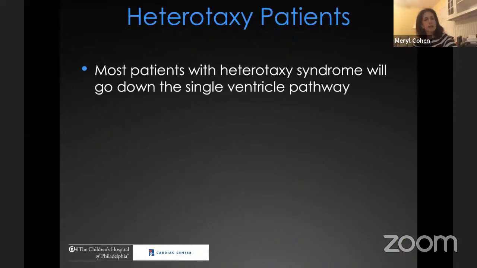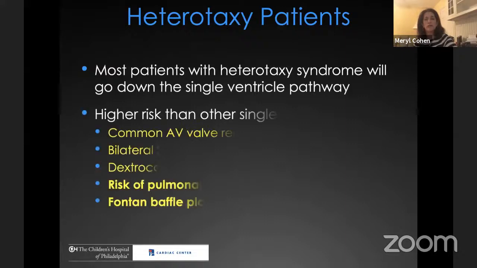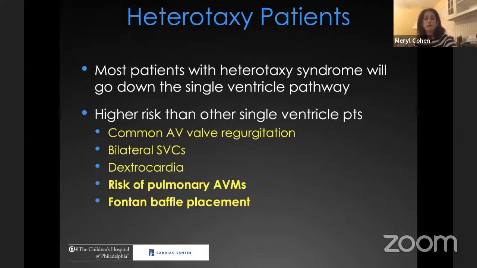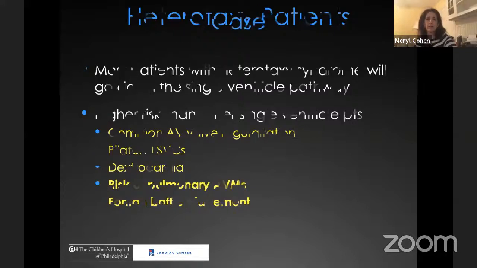So most patients with heterotaxy or isomerism will go down the single ventricle pathway. They are a higher risk group than other single ventricle patients because of the concern about common AV valve regurgitation, the fact that they often have bilateral superior vena cava. They will often have dextrocardia, which can make it challenging with regard to a Fontan baffle, for example. They seem to be at risk for the earlier development of pulmonary arteriovenous malformations after they have the second stage, the Glenn procedure. It is quite challenging to determine where to place the Fontan baffle in these patients.